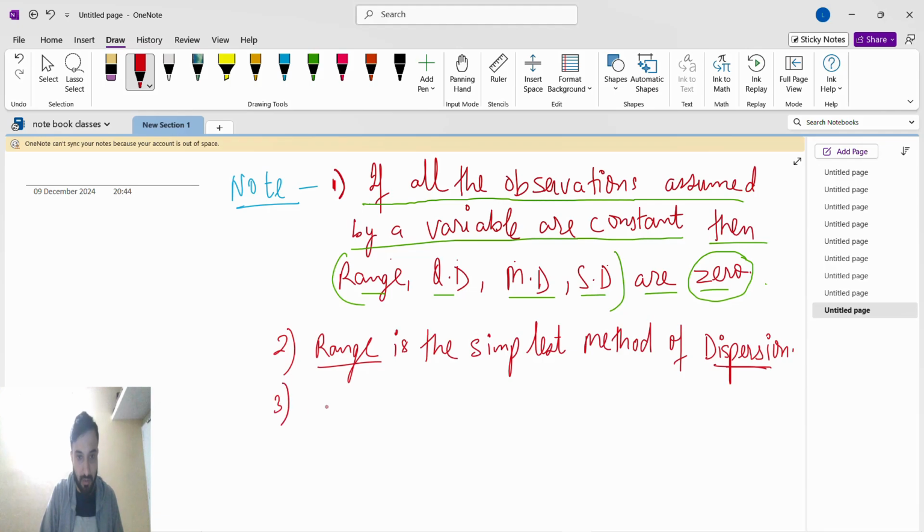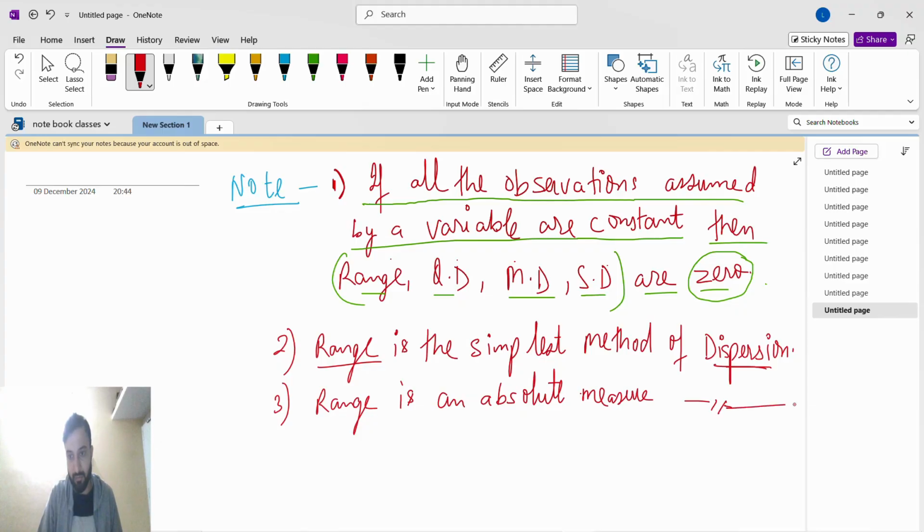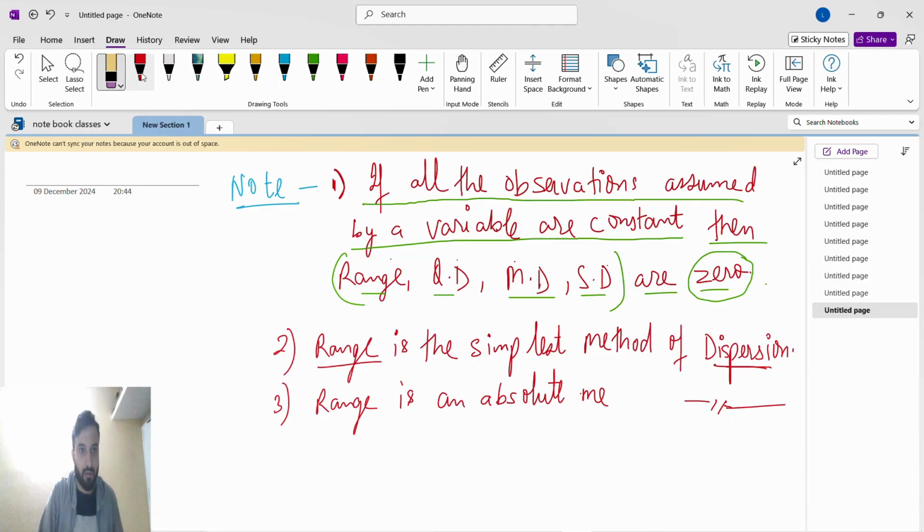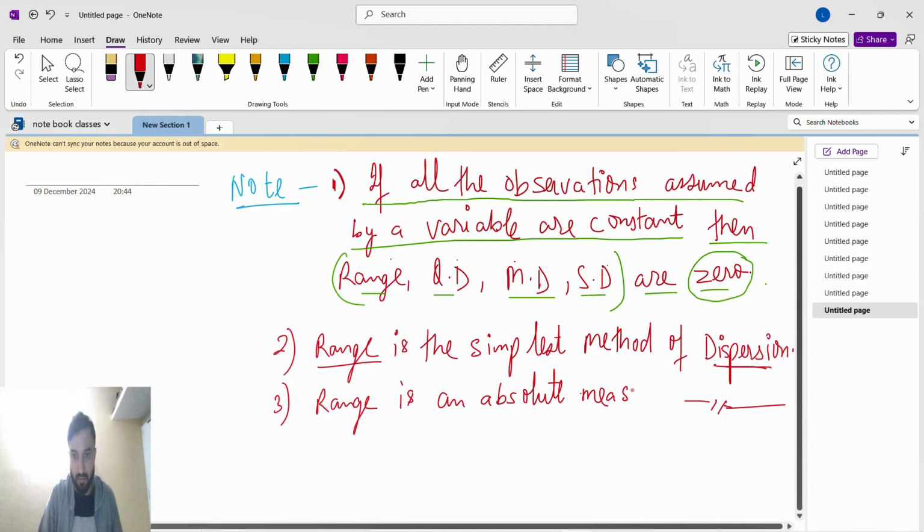Next, third point: range is an absolute measure of dispersion.